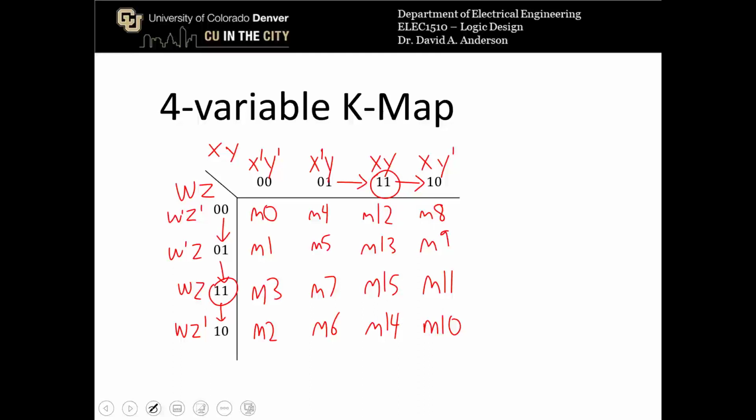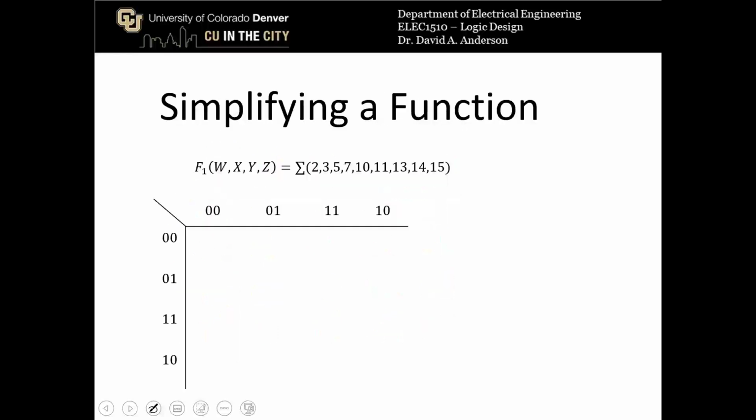Okay, so now we can do some examples of simplifying functions using a 4 variable K-map. So let's work on simplifying function 1 of w, x, y, and z, which is the sum of minterms 2, 3, 5, 7, 10, 11, 13, 14, and 15. The variables here are in a slightly different order than how I wrote them on the last slide, so I'm going to write w, x, y, and z.